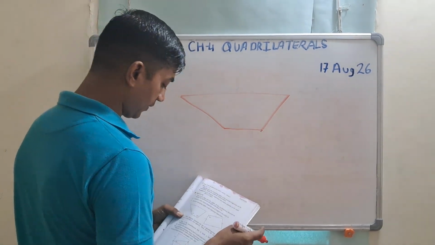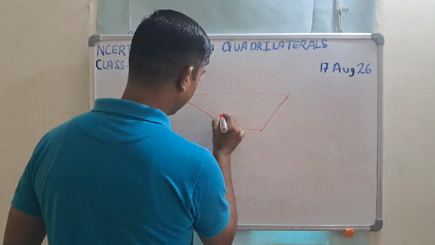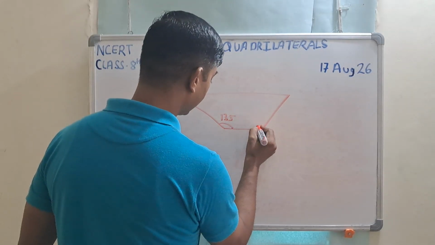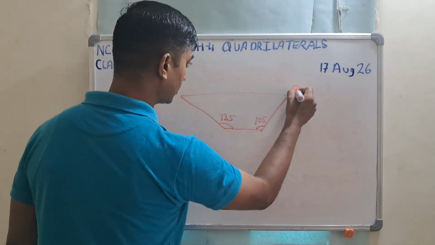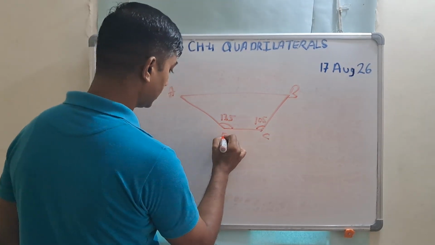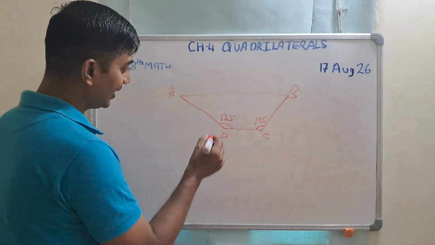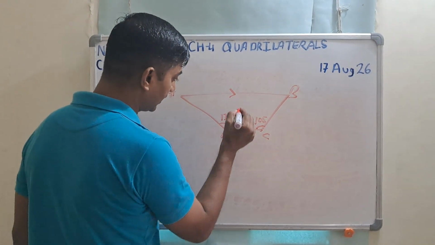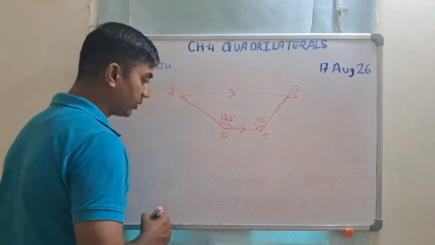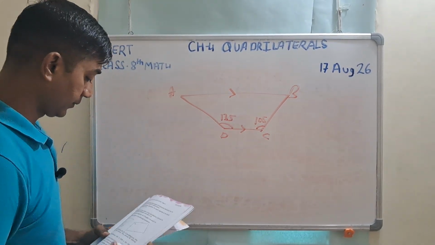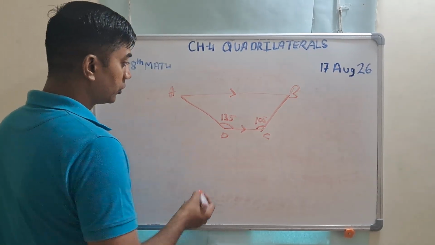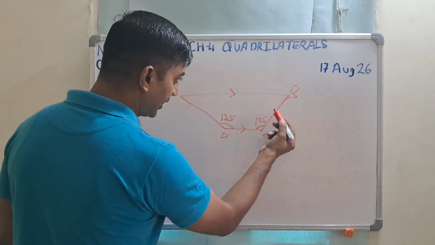In this way, they have given us this angle is 135 and this angle is 105. Understood? You can name it. Now see, when this arrow in the figure, they have given arrow like this, it means they are parallel. Understood? So these two are parallel, so we can find this angle.